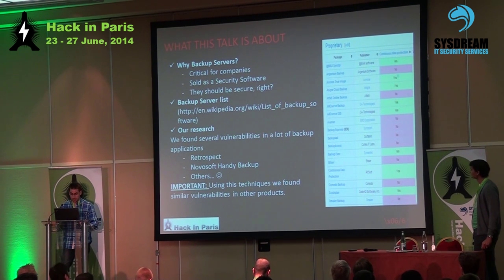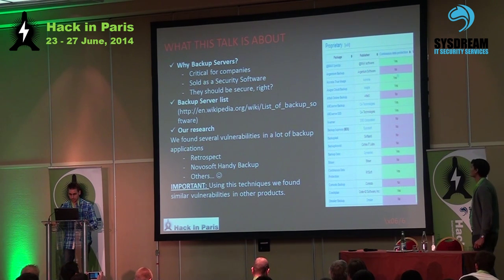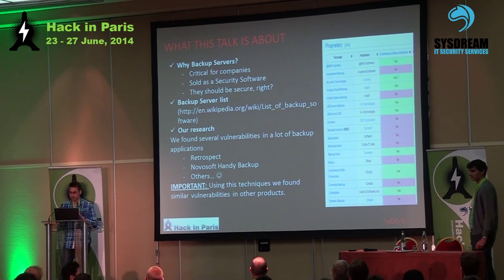Then we started to use this backup software list on Wikipedia, as you can see here on the right, where we can find a lot of different backup products from different vendors. And we found several vulnerabilities in a lot of backup applications. Here we are going to talk about the Retrospect application and the Novosoft Handy Backup. But of course, we found a lot of issues in other products, but we won't talk about them because we don't have enough time and because of legal issues as well. But the important thing here is that using these techniques that we are going to talk about, you will find vulnerabilities in a lot of backup products, and this is for sure, okay?